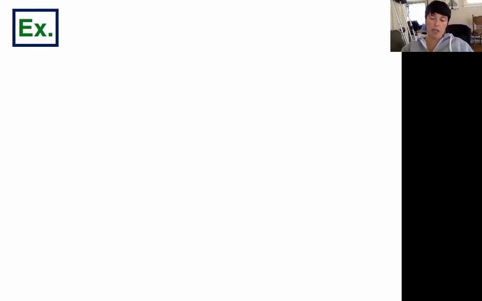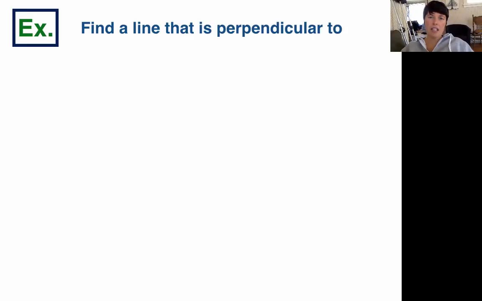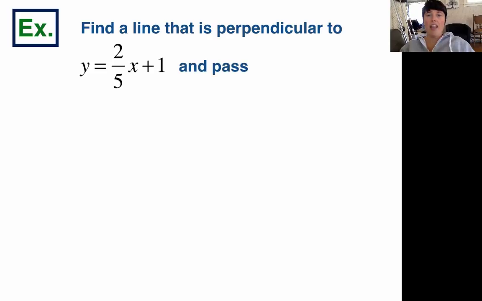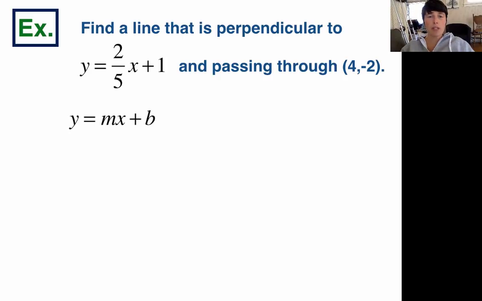Here's our example that we're going to do for our notes. Find a line that is perpendicular to y equals 2/5 x plus 1 and passing through (4, -2). Here's what we know. If we're finding a line, we're going to find y equals mx plus b. We can find the m, the slope, pretty quickly because it's a perpendicular line. If it's perpendicular, we know opposite slope. So what's the opposite of 2/5? Flip it over, it'd be -5/2.